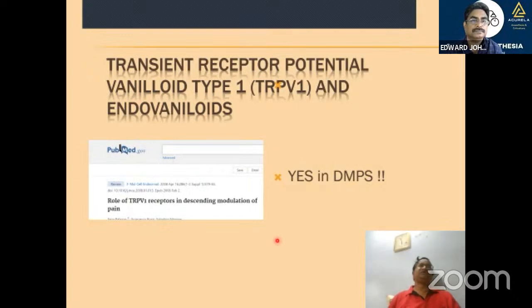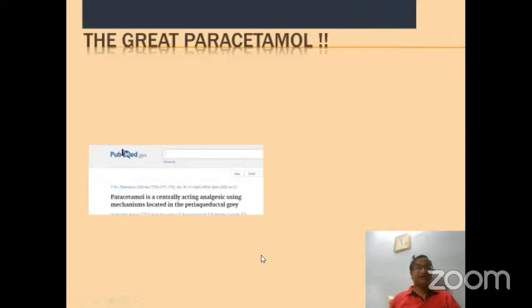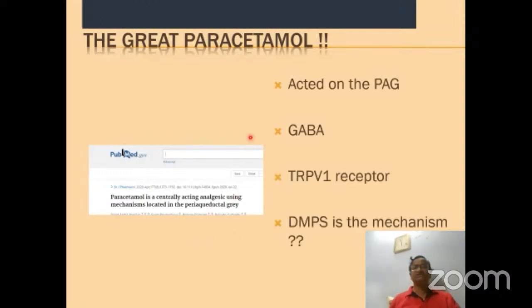This is where our capsaicin works. Capsaicin, if you apply it like this, causes a burning sensation and depletes substance P, thereby causing analgesia. So this is one of the causes of descending modulation. Paracetamol, they also say, acts on the periaqueductal gray. It stimulates the role of opioids, and it also stimulates GABA. All these things have been found out with paracetamol.